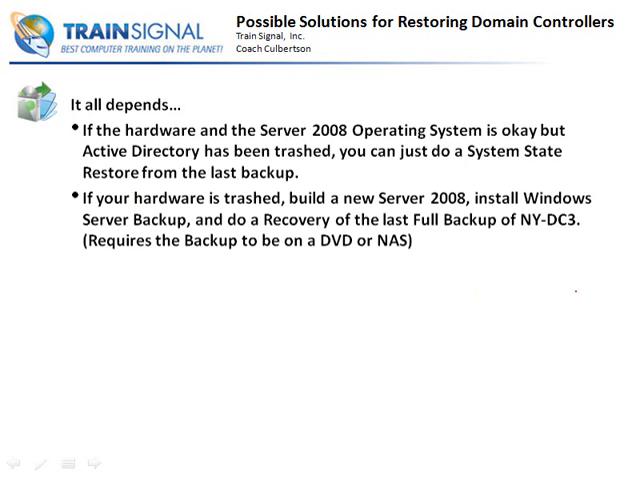Now, if your hardware is trashed, and your backup of the server that just blew up is in a different location, let's say you have it on a network attached storage server, or on a DVD or whatever, here's what you can do. You can build a brand new Server 2008, install Windows Server Backup, and then do a recovery of the last full backup of your DC3. But again, this does require the backup to be on a DVD or on a network attached server somewhere else, other than the server that just blew up. And again, this is only if your hardware is completely trashed.